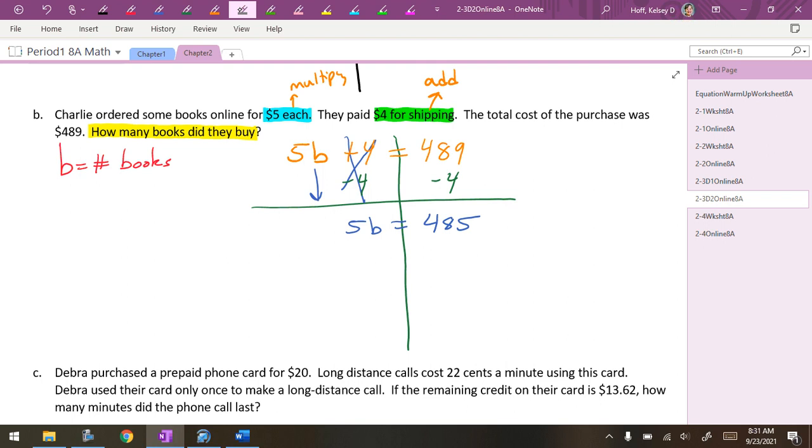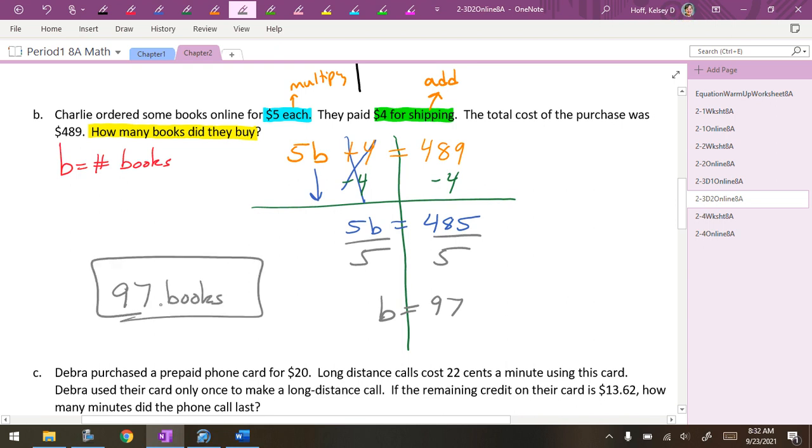After I subtract 4, what do I do? Divide by 5. B equals 97. How many books did they buy? 97 books. Make sure you write that off to the side. Anything I have written down, you should have written down. Every single thing that I have up there is worth points.